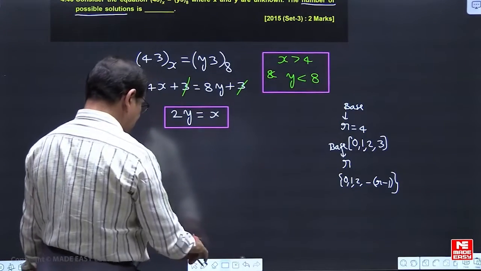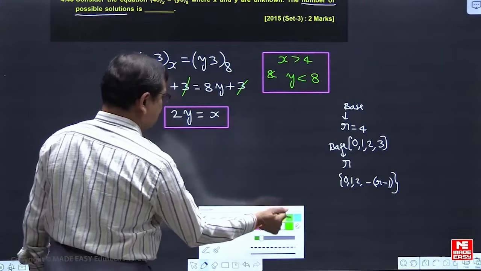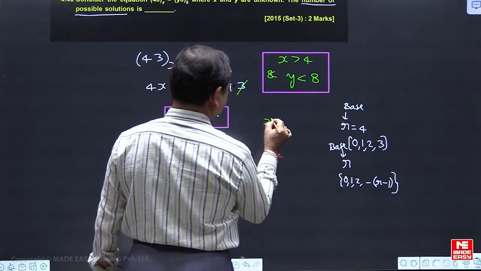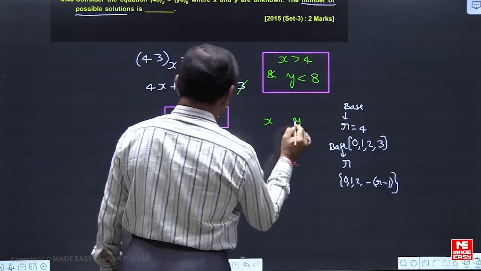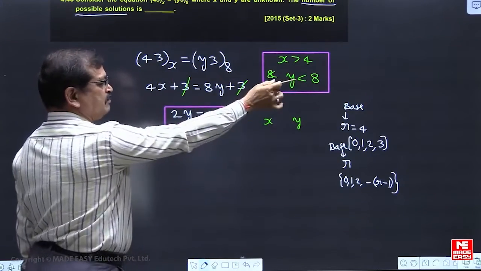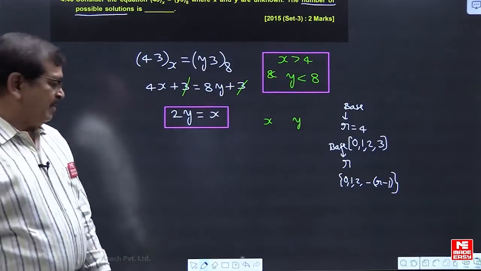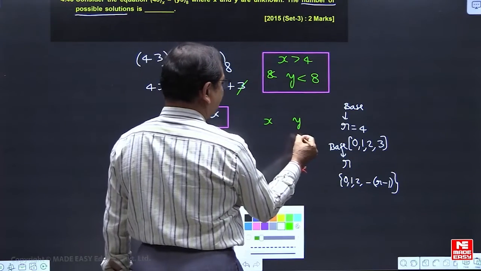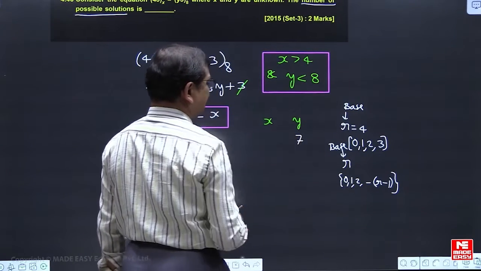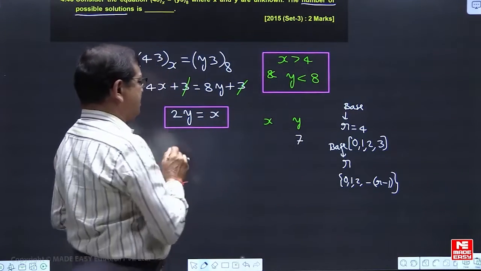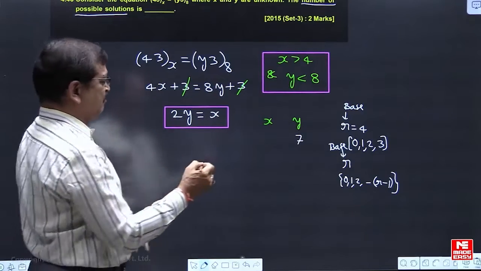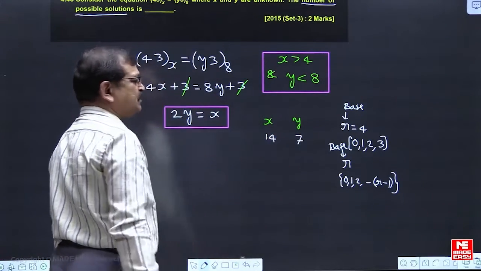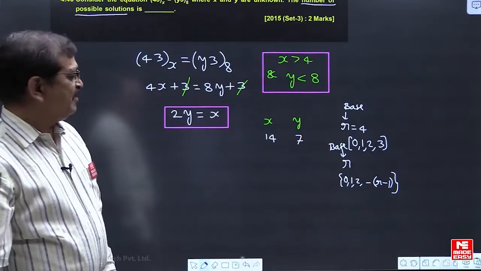Conclusions, while looking at these conclusions, we have to give our answer. So x and y we are talking. So y must be less than 8, and must be an integer. If y is 7, then x will be, based on this, 14. So this is definitely one possibility for x and y.